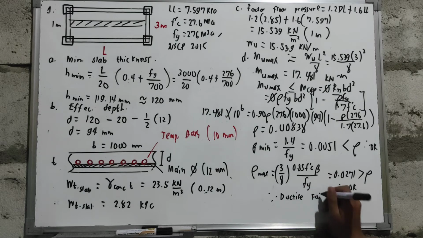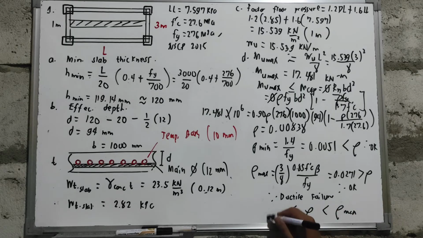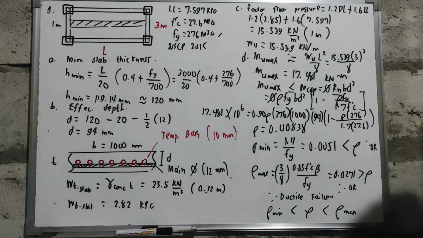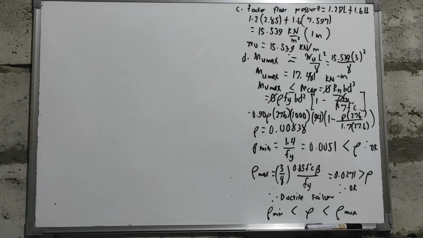Since the value of your rho is nakapagitna siya to the value of your rho minimum and the value of your rho maximum. After natin ma-compute kung ductile ba yung failure, let's solve for the spacing of your main reinforcement. So let us now solve for the spacing of your main bars.